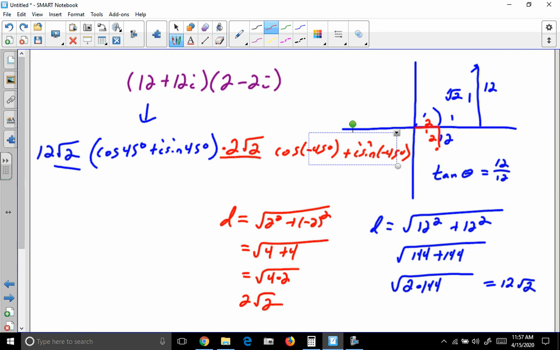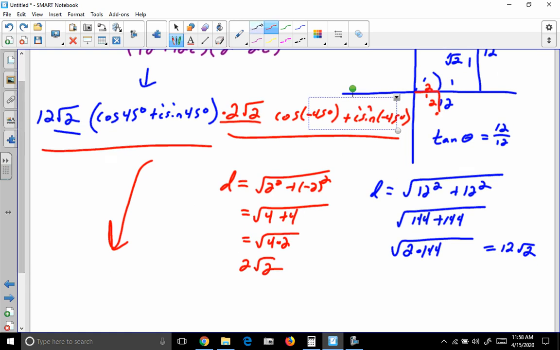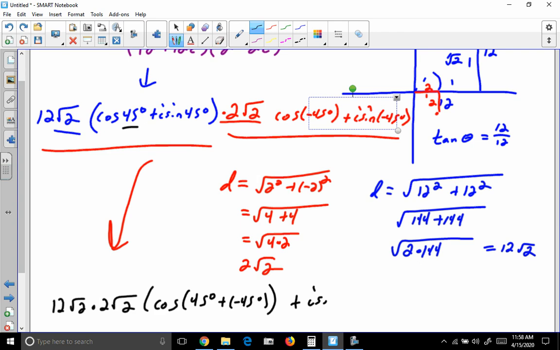All right. So that puts each of those complex numbers into trig form. So now to multiply them together, we multiply the radii. And what do we do with the angles? We add them. So 45 degrees plus negative 45 degrees, which of course is 0. So that's 0 degrees.